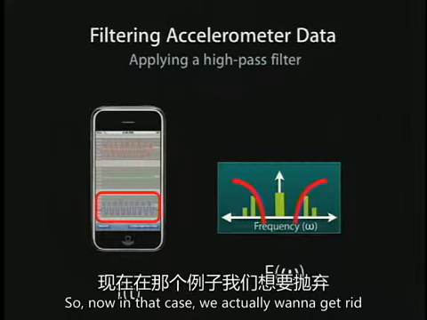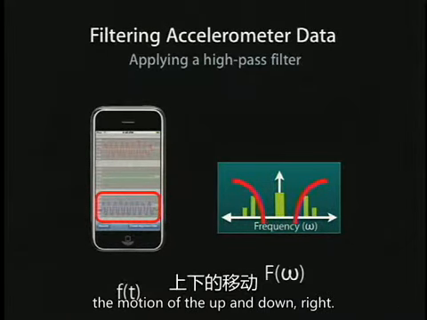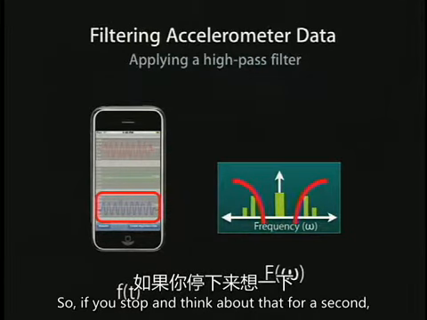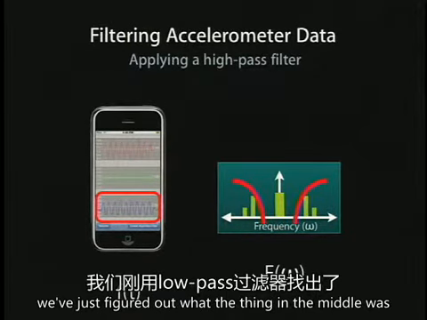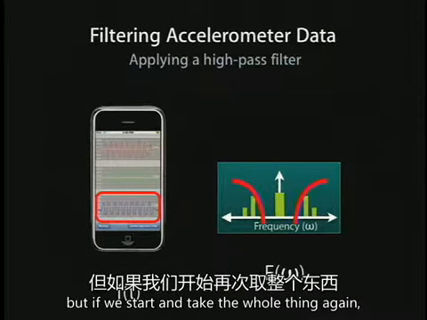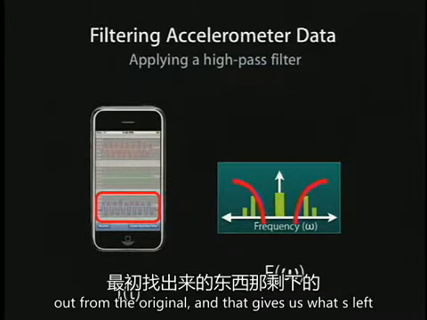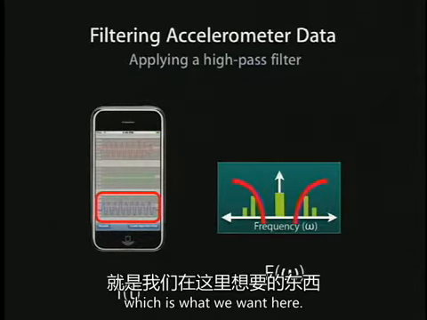So now in that case, we actually want to get rid of that thing in the middle and just look at the movement, the motion of the up and down, right? So if you stop and think about that for a second, we just figured out what the thing in the middle was with the low-pass filter. So we basically filtered out everything else. But if we take the whole thing again, we can basically just subtract off what we just figured out from the original, and that gives us what's left, which is what we want here.